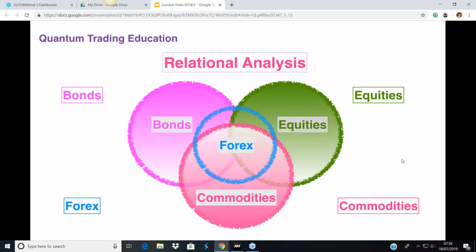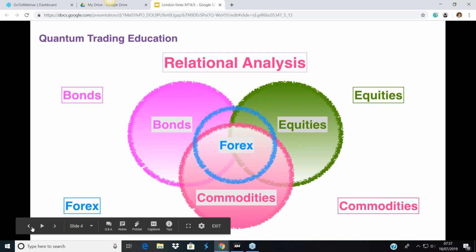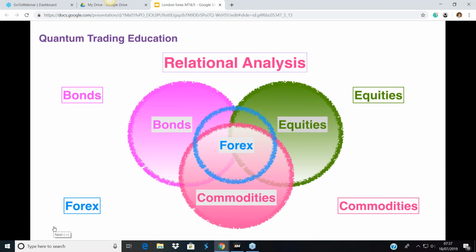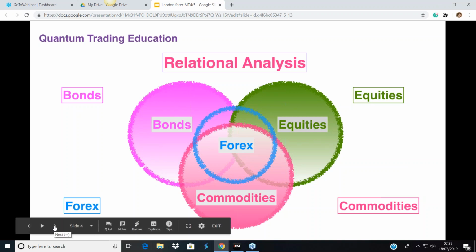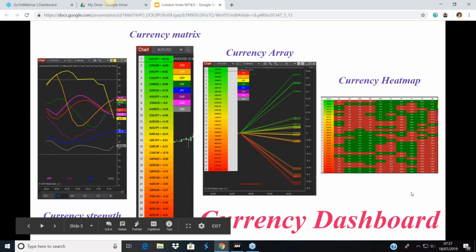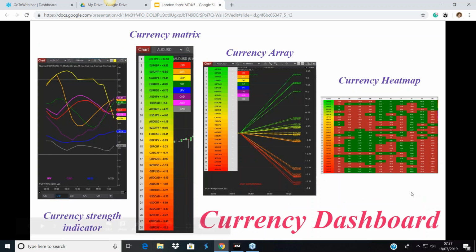But we've taken this one step further and put it together in a very comprehensive program for the Forex market. This is one of the slides from the program, explaining how all these markets are interconnected and related to one another, and how that is then reflected in the currency and currency pairs.